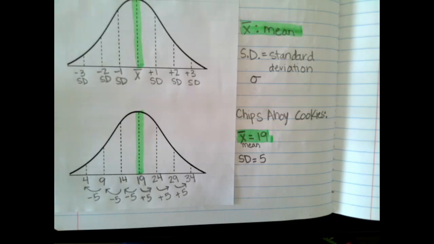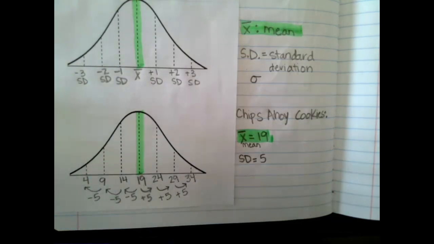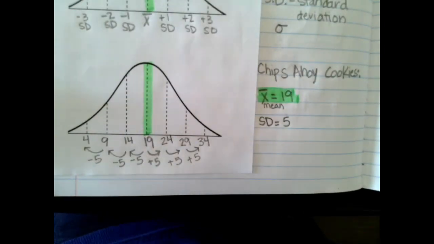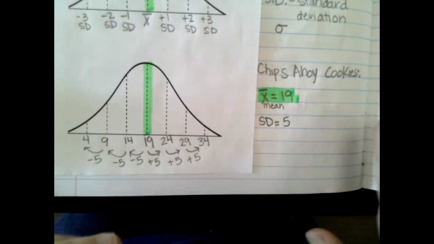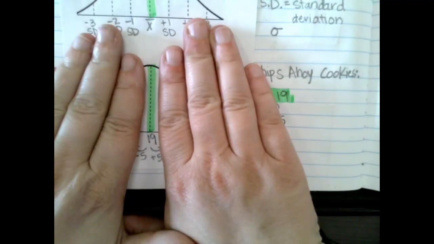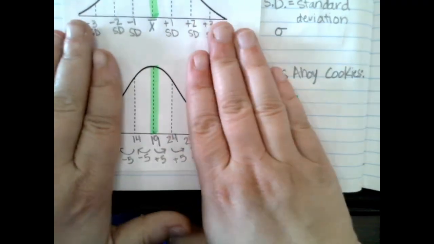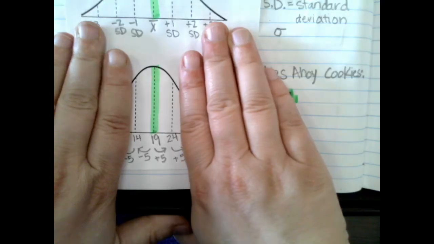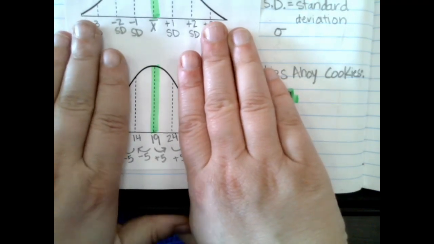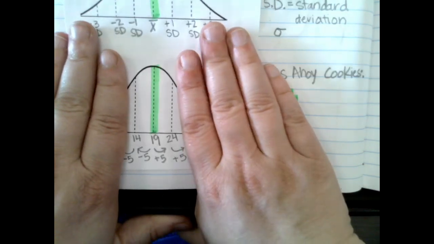But what this means, if somebody asked us, how many chocolate chips does a cookie have from Chips Ahoy? What we could say is on average, how many chocolate chips were there? 19. But we could say that most cookies have between 14 to 24. If you picked a random cookie, it's likely to have between 14 to 24 chocolate chips.